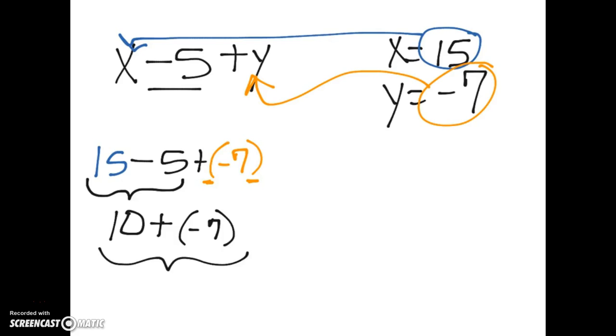And then when we combine these two, 10 plus negative 7 is going to give us 3. If you're not sure about adding and subtracting with negative numbers, go look at my YouTube webpage. I have a whole little video with a song to the tune of Row, Row, Row Your Boat, and it'll be really helpful for problems like this. So when you evaluate this expression, your answer is 3. Let's look at another example.